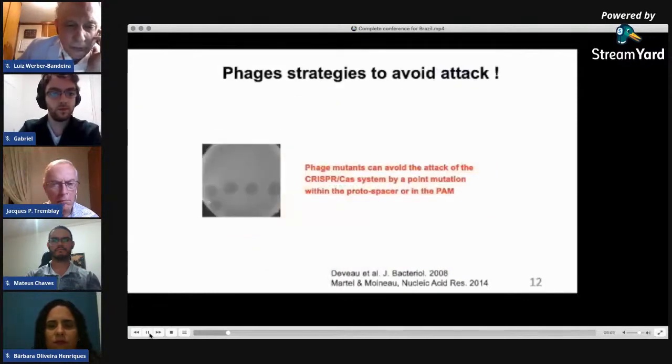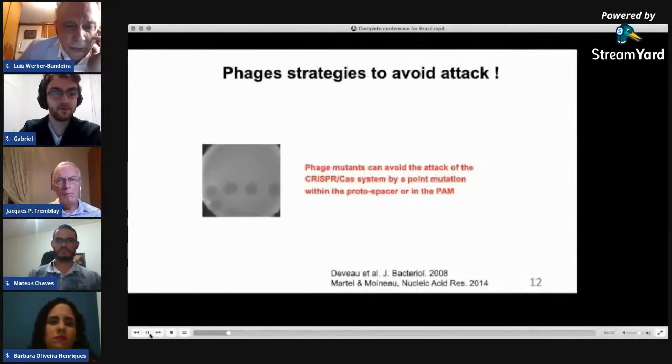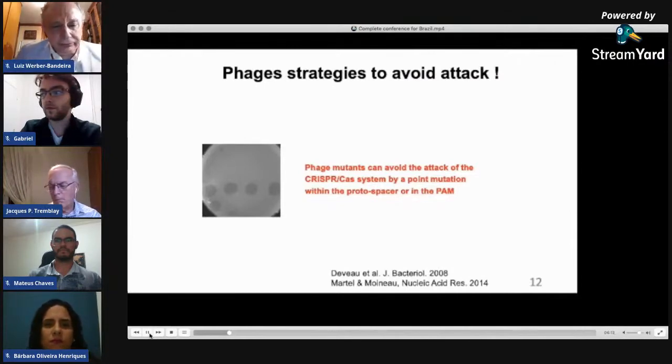Of course, since this is a war, there are countermeasures that are taken by the phage. They will mutate their genome so that they become resistant. They are not recognized by the crRNA and will survive bacterial defense.